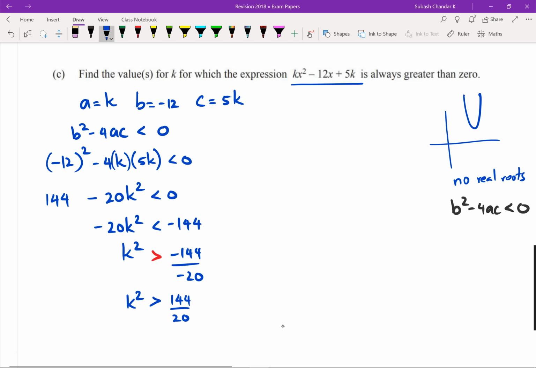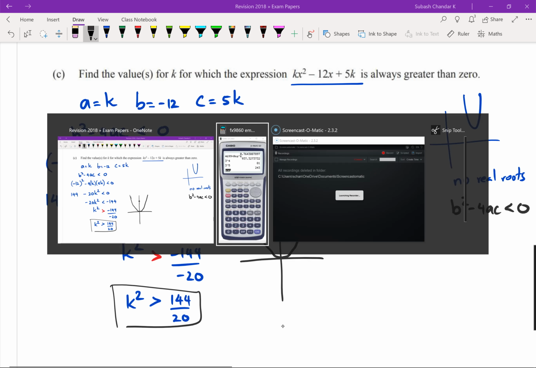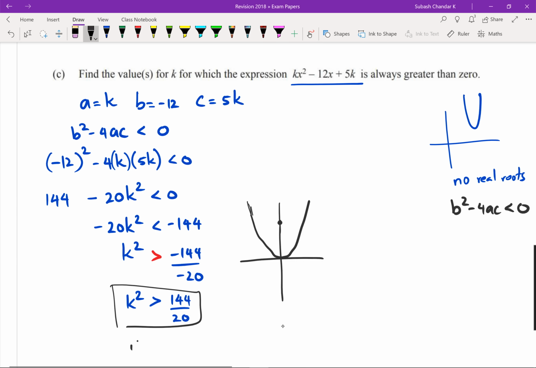Now, at this point, remember, this is where people actually end up getting confused. But if you just look at this part here, k squared is a normal parabola. It's going to look like this. And what we want to know is at what point this graph is going to be bigger than 144 over 20. Now I'm just going to do 144 over 20, which is 7.2, right? So I want to figure out when is k squared greater than 7.2. So that right there is 7.2.